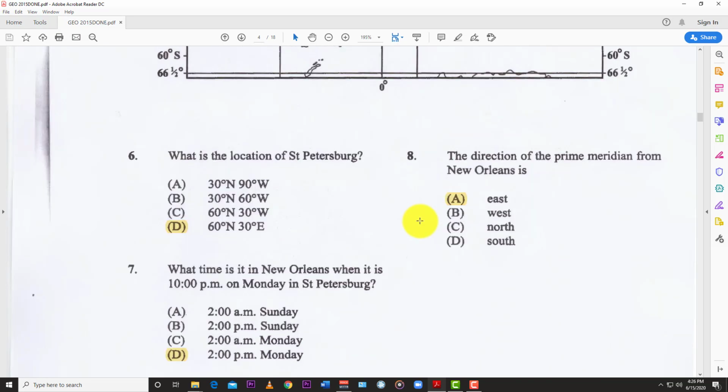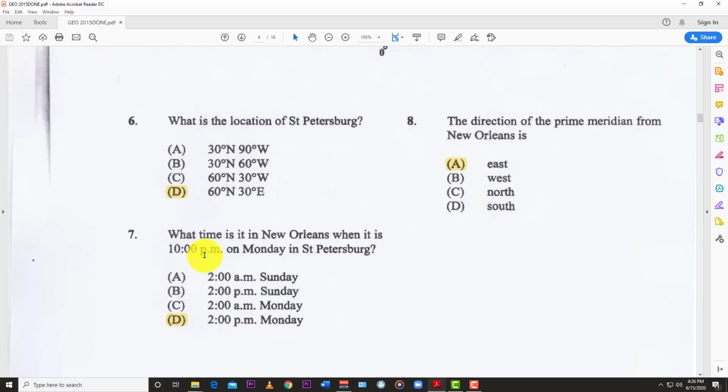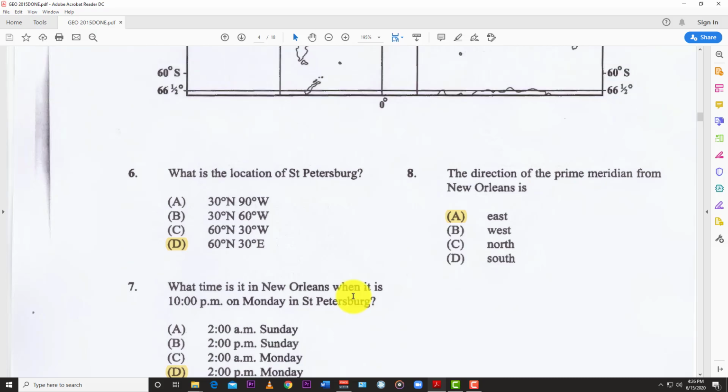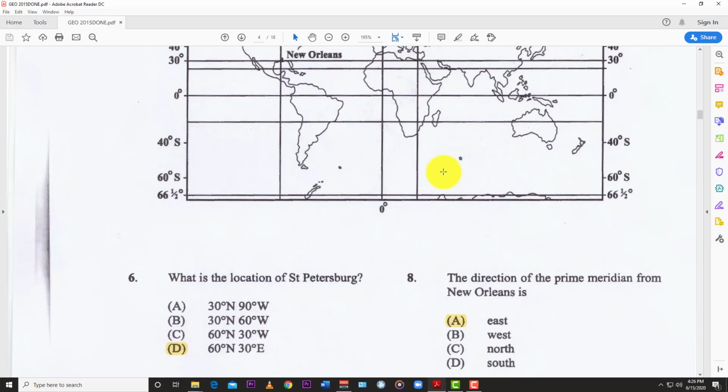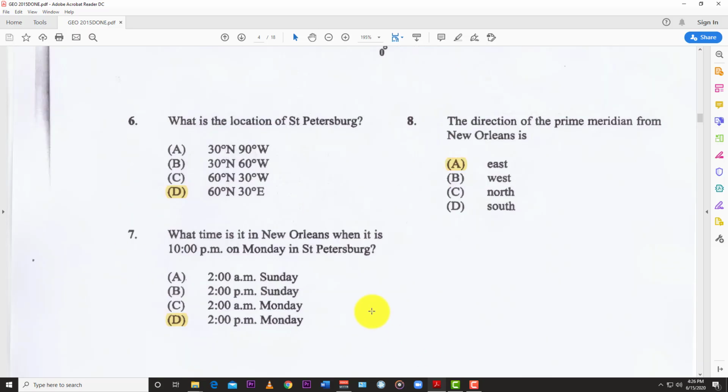So you have it right there, St. Petersburg. Number 7, what time is it in New Orleans when it is 10 p.m. on Monday in St. Petersburg? So we're looking at what time in New Orleans versus St. Petersburg. One thing you know, this is 0, Greenwich, and anything going east of Greenwich would be a later time than anything west of it. Because we're going to New Orleans, it has to be earlier than the 10 p.m. in St. Petersburg.